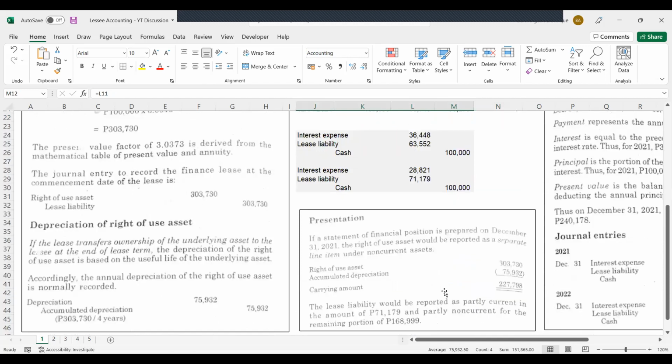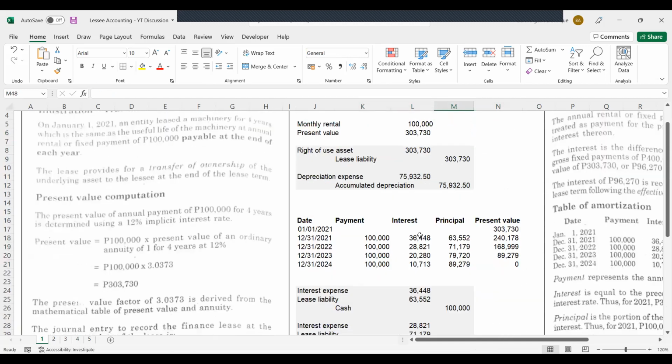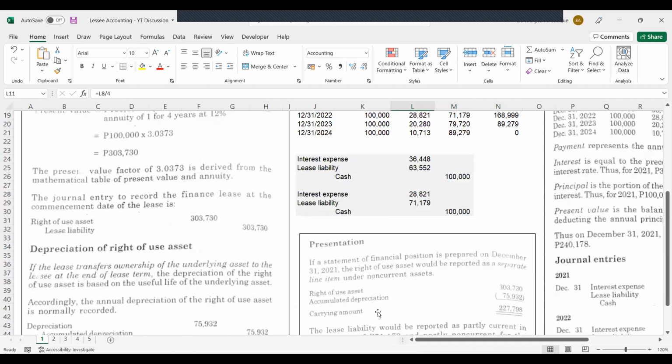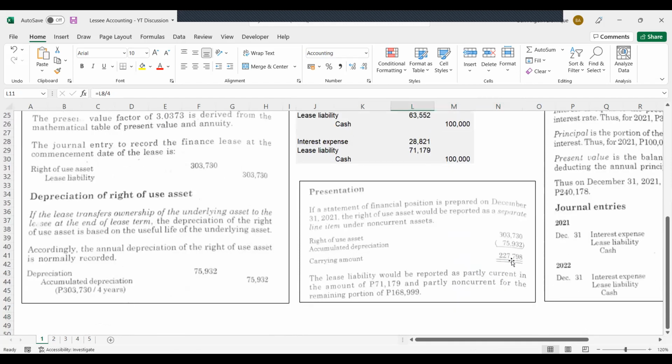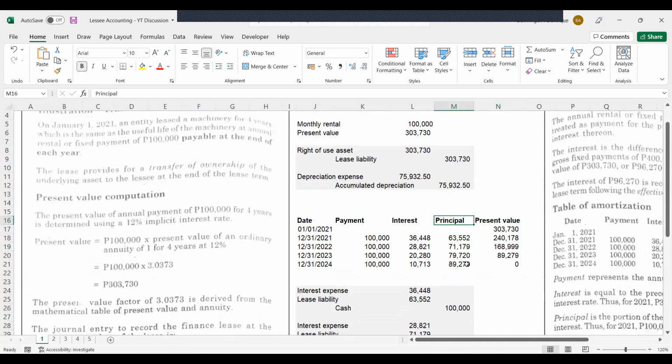So, for presentation purposes, ang i-record natin for ROU, so 303,730 minus 75,932, ang lalabas na carrying amount natin is 227,798, which should be reported as separate line item under non-current asset. So, ganun lang siya kadali. Actually, in real life, ganito rin ginagawa.